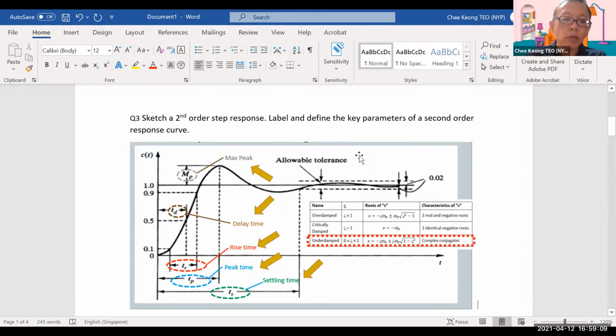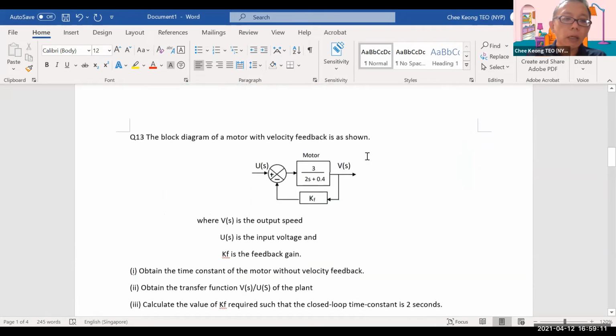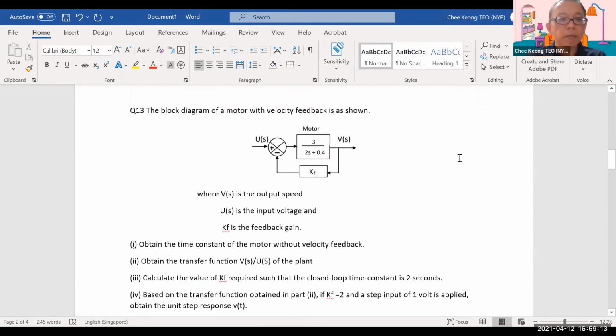Now the next question we are going to discuss will be question 13. Question 13 talks about a motor diagram here, which is given by this transfer function, 3 over 2s plus 0.4. And of course, it has a feedback gain of Kf. The output is the velocity, the speed of the motor, Vs. Input is just a unit step function.